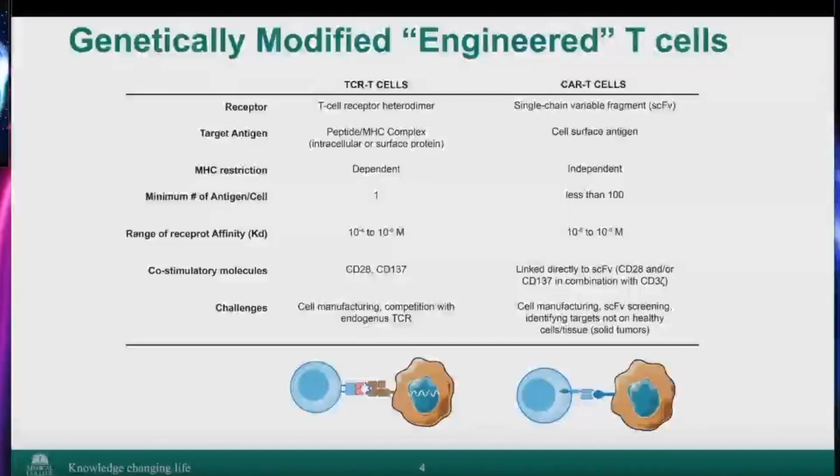Now, the affinity of the receptor for the specific antigen varies, and CAR T cells tend to have a much higher affinity for their receptor. And then they also utilize co-stimulatory domains that are part of the CAR T cell construct. And both of them have challenges when it comes to manufacturing. These therapeutics require about 2 weeks to manufacture.